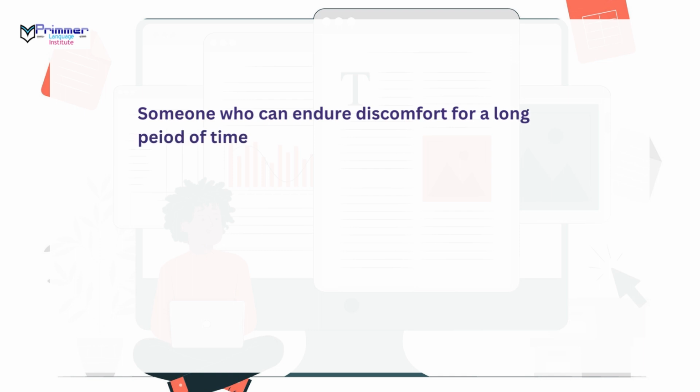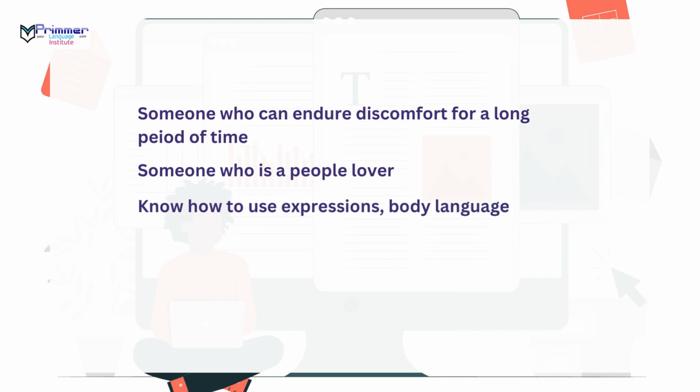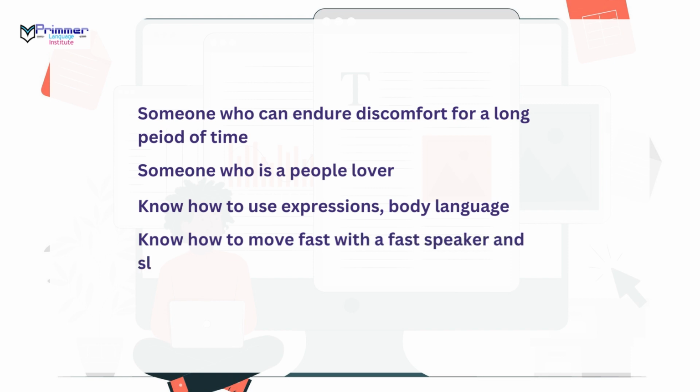Somebody who is a people lover. You know how to read expressions, you know how to read body language, you know how to move fast with a fast speaker and how to move slow with a slow speaker. Not everybody can switch like that in just the blink of an eye. You know how to switch from one person to another. These are skills that are inherent in people. So you're supposed to look at it and identify, okay, what skills do I have? Can I do this? After trying out both of them, then you choose the one that your personality agrees with.